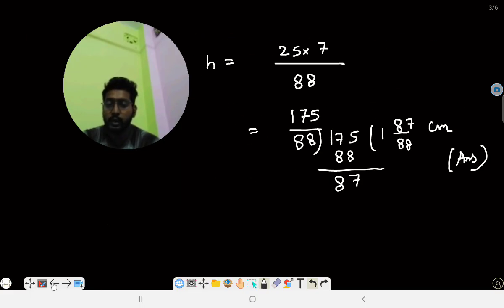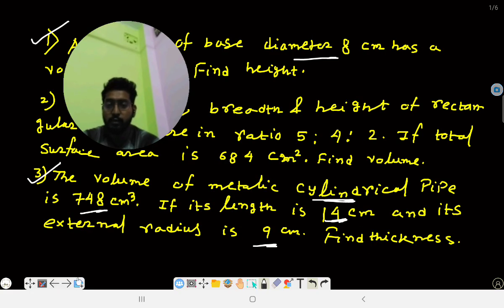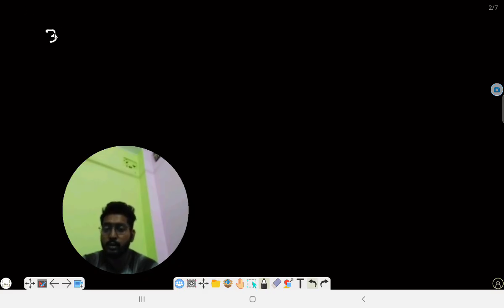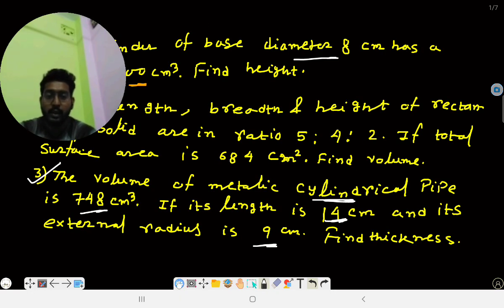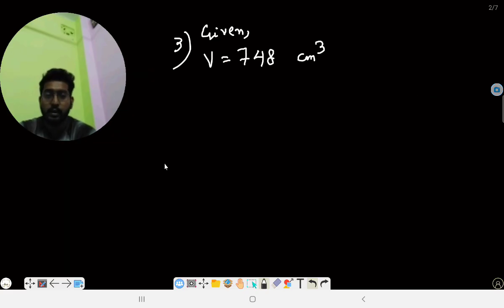Now what is the formula here? First look at here. So what is given? First volume is given. Okay, so question number 3 here. What is given? Volume is given, 748 centimeter cube. So in this type of question, first you have to write what is given. First write down whatever values are given. So V is given. Now next what is given here? Length is given. Length means the height is given. So height is here 14 centimeter. So this is also given.